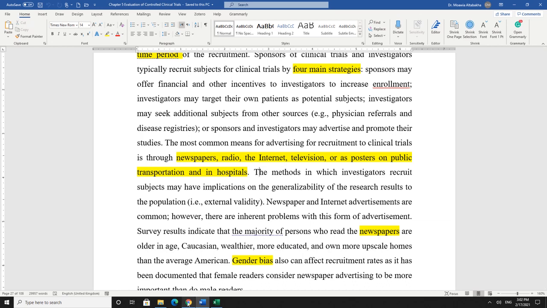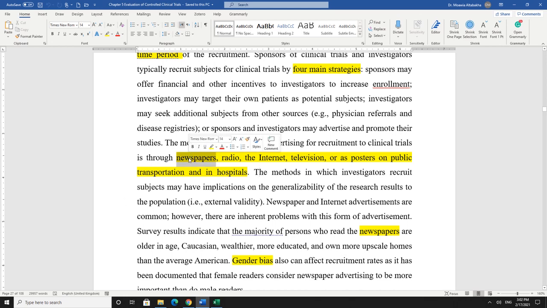So here there is a problem of selection bias, okay? Because instead of targeting all people who might have the disease, age is an influence here. For example, if you are using the internet, you are targeting younger people, okay?